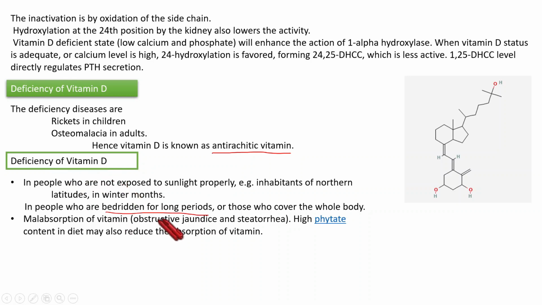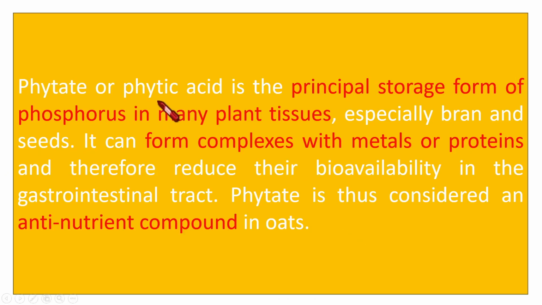Can you suggest one instance how it is possible, if we have a diet that is rich in phytate? What do you mean by this phytate? It is an acid, otherwise called phytic acid. What is it? It is the principal storage form of phosphorus in plant tissues. In which plant tissues is this phytic acid stored? Especially in bran and seeds.